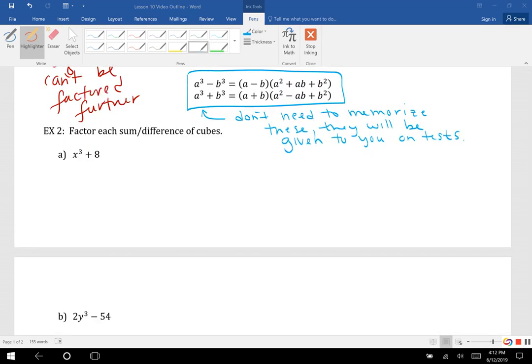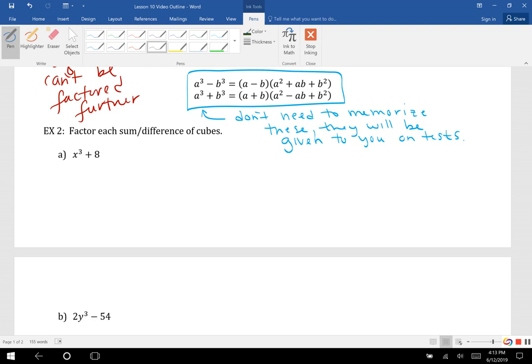Now there's also a pattern for factoring both a sum and a difference of perfect cubes. I have the formulas circled in blue, and these are formulas that you actually don't need to memorize. I'll give these to you on exams, but make sure you have them in your notes somewhere because you'll definitely need to use them on the homework.